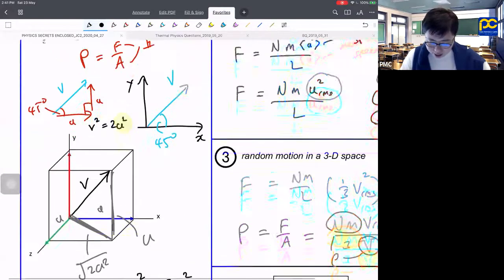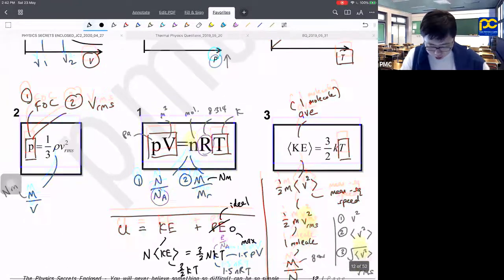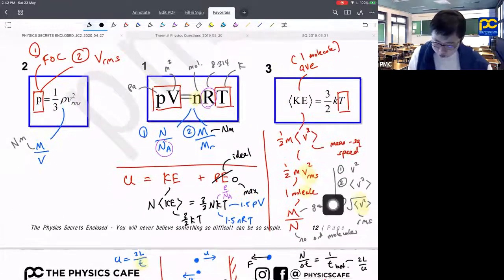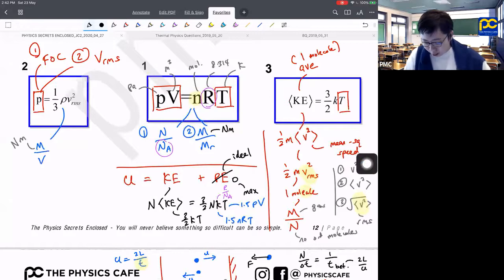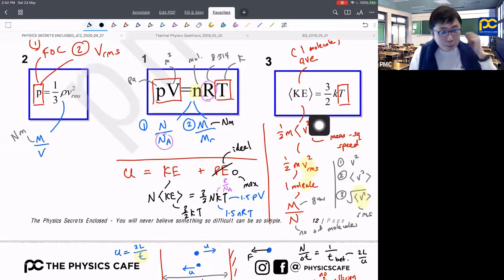You know what? I actually went past the entire A level without understanding a single thing in this part. So I'm actually very happy every time I look at all this maths over here. Okay, we have proven this equation over here, 3/2 kT.